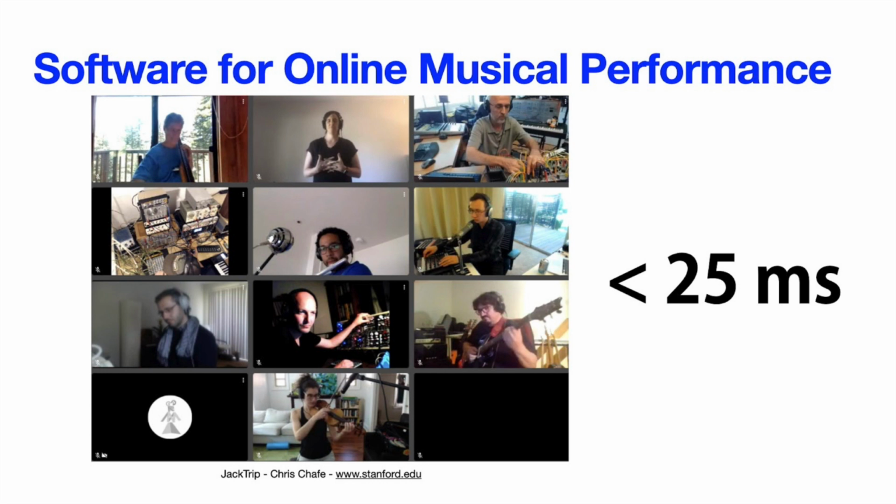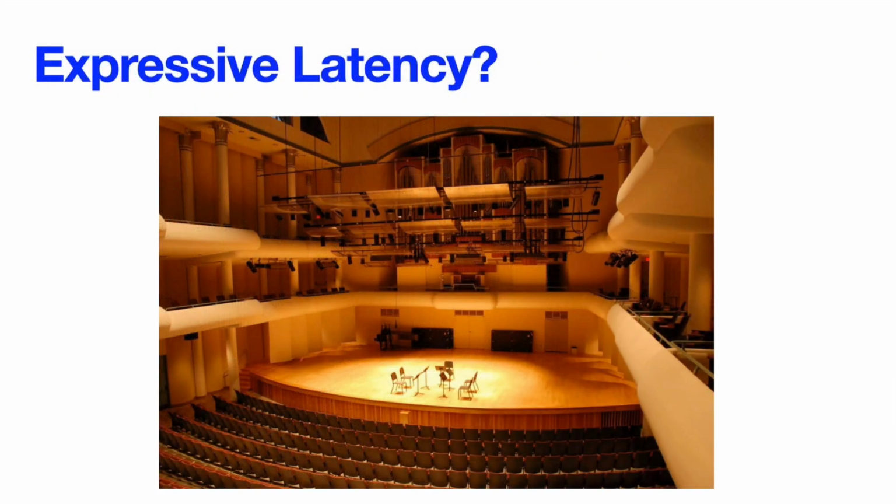This is an image from JackTrip, developed by Chris Chafe at Stanford. I haven't tried this, but apparently the latency of this is less than 25 milliseconds. I won't get into the software here any more than this, because it's not really my interest. Our approach was different. Instead of fighting a battle against this latency, what if we use it expressively as part of the space, like a reverb or resonant frequencies of a room? I've heard secondhand that composer Atau Tanaka has spoken of this, embracing the space of this new medium, this new venue, and creating new music that can thrive in this environment.